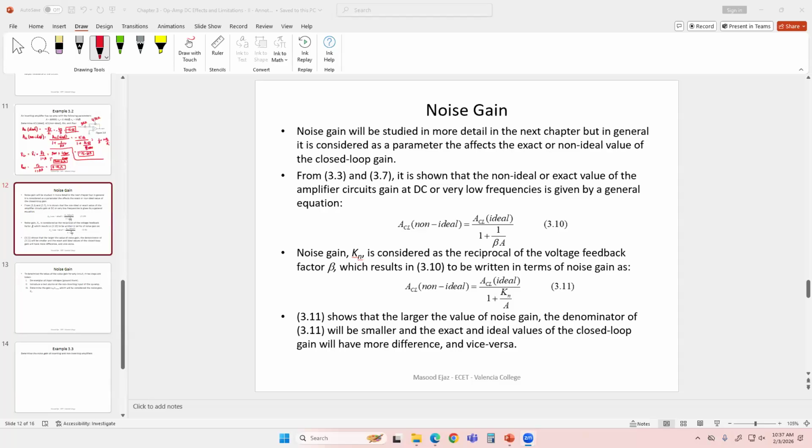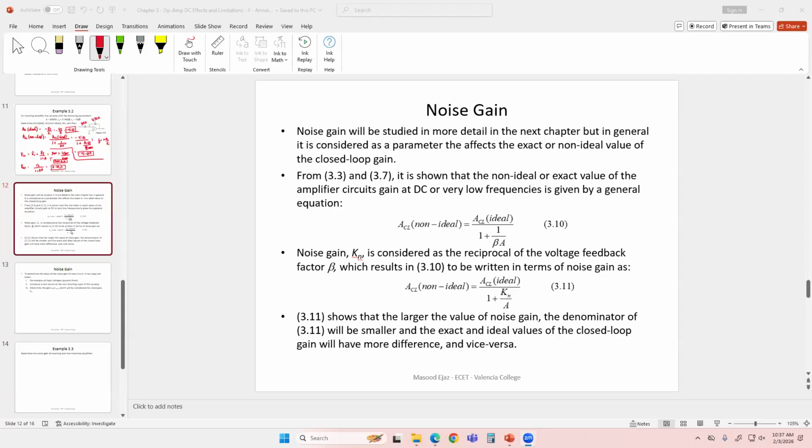Remember, when we discuss DC in this chapter, we are looking at the DC effect. DC effect means that your input signals are at either DC level or DC values, or at very small frequencies, 1 hertz or 2 hertz and so on. When you start increasing the frequency, it becomes a little problem, as the non-ideal and ideal values start drifting away from each other.